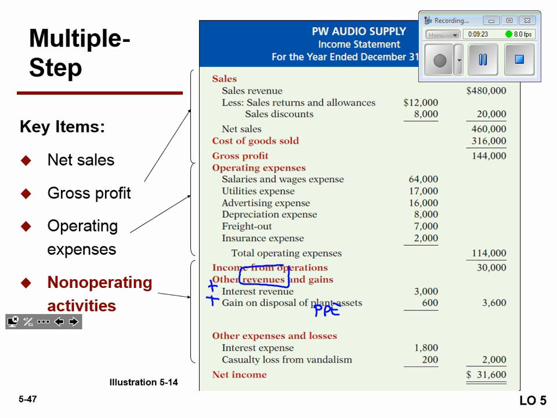Or if Sweet Lily's decides to buy a new delivery van and they sell their old one, are they in the business of buying and selling delivery vans? No, they're in the business of buying and selling flowers. So that sale of something shows up down here instead.